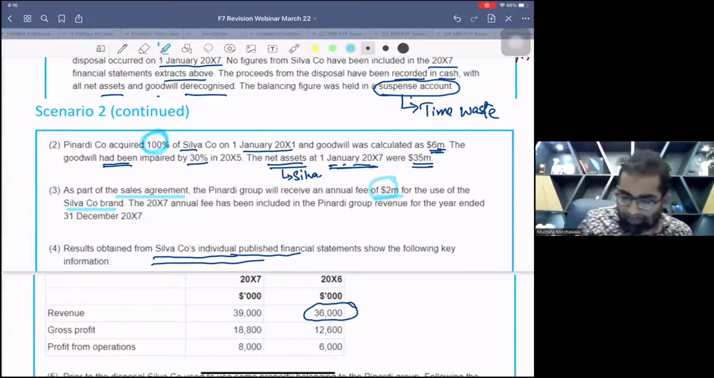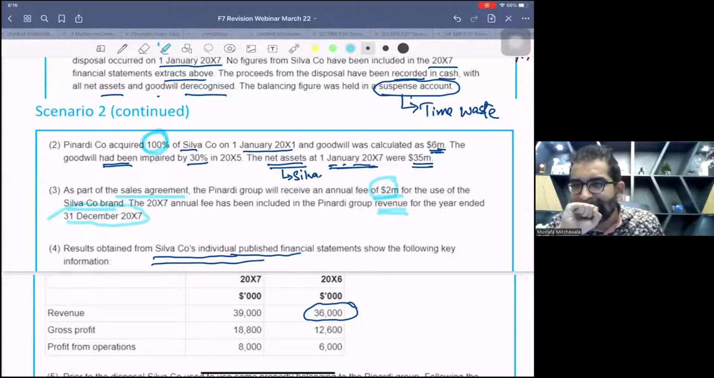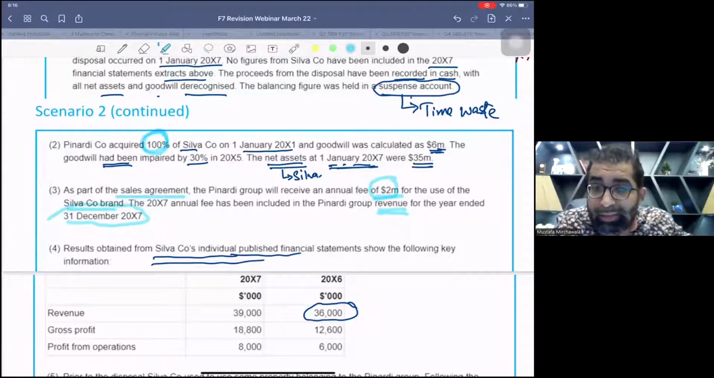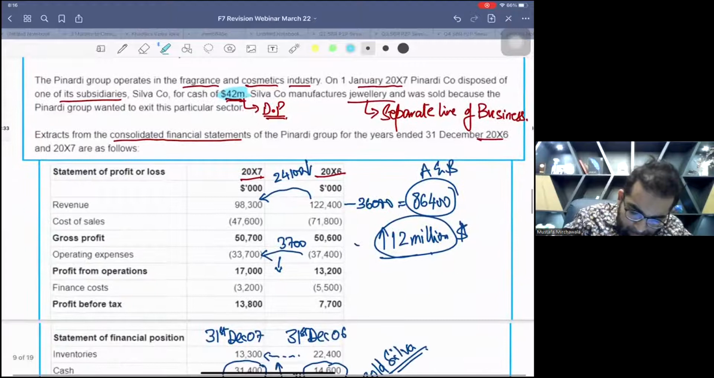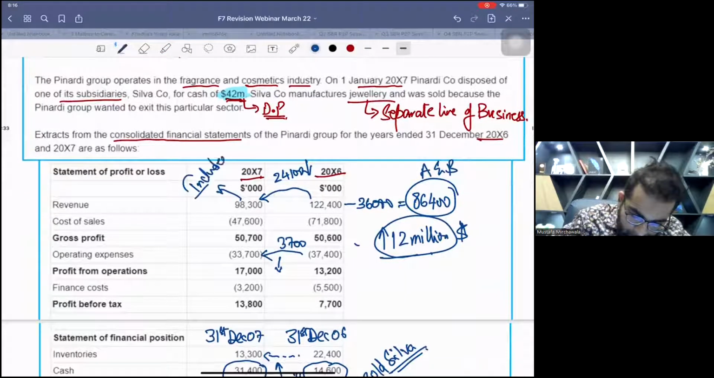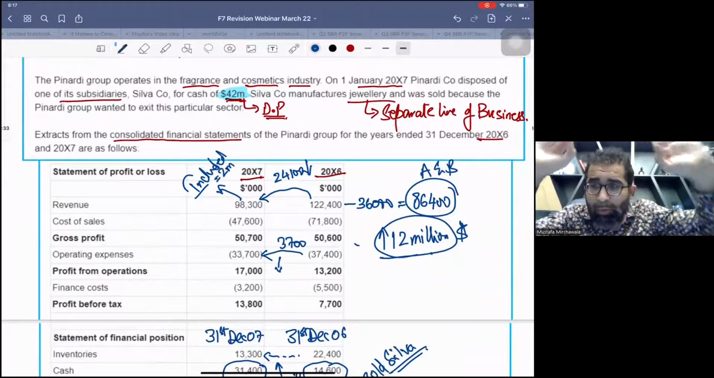Now, the 2 million annual fee has been included in Pinardi Group revenue for the year ended 31st December X7. See, this 2 million we have included here.